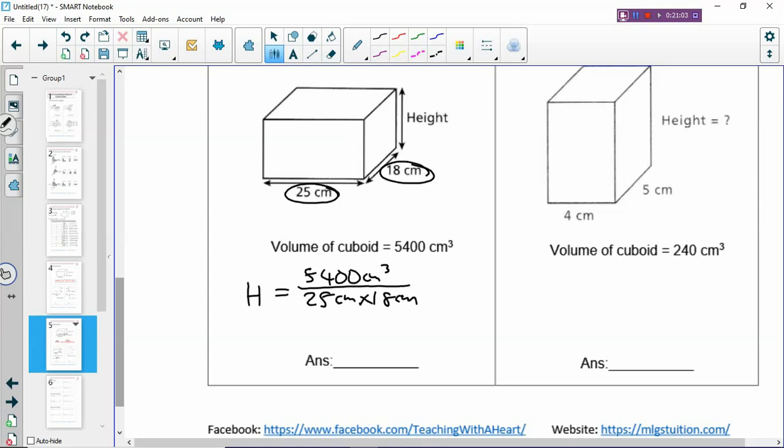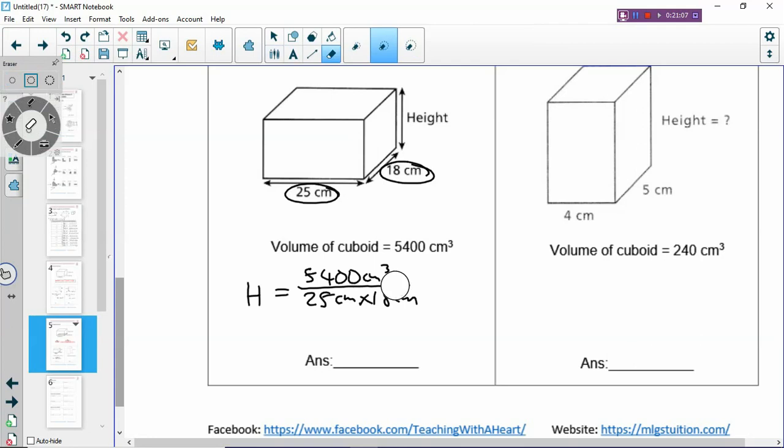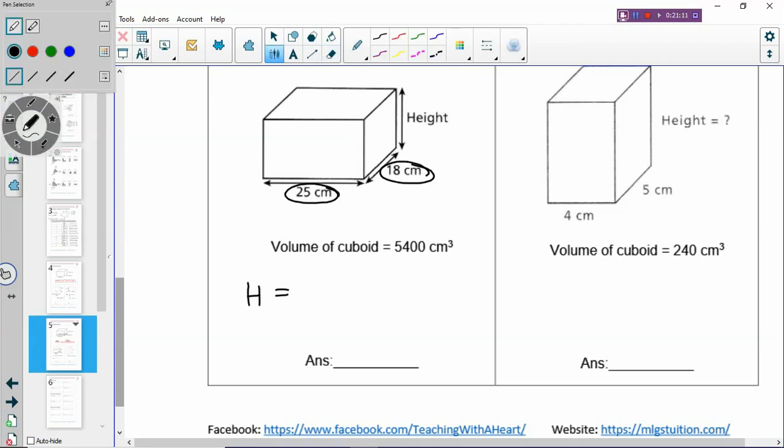Alright, otherwise it will be very troublesome to have so many unit signs. So what I will do is, you can leave out the unit sign and just write the numbers. So for example, how do you find the height? Height is equal to volume, which is 5,400, divided by length times breadth. Okay, so how do you do this?